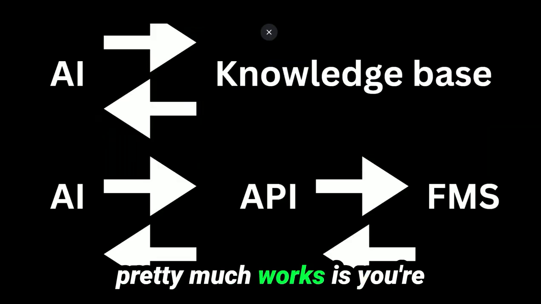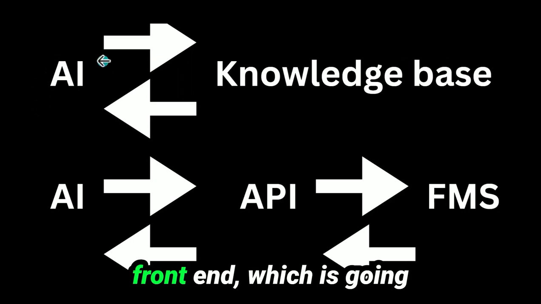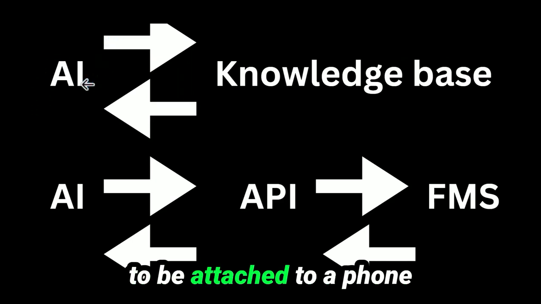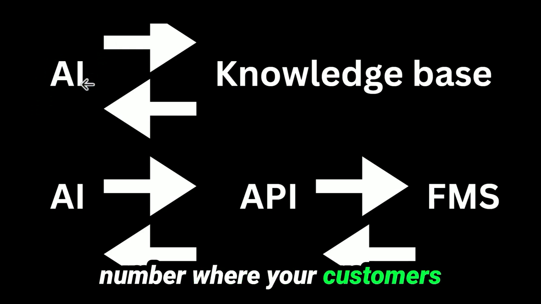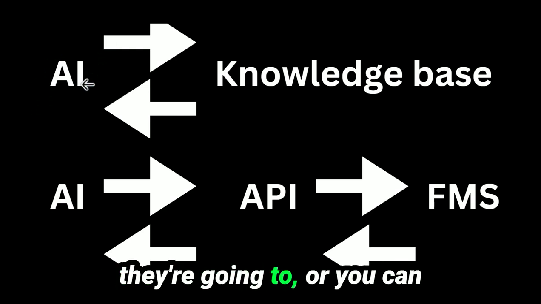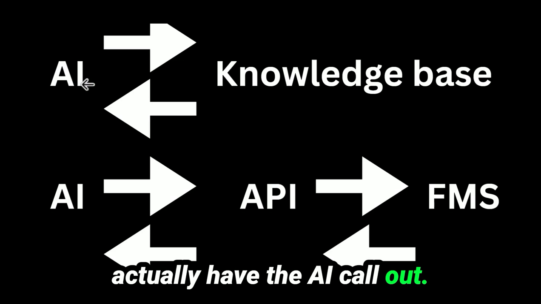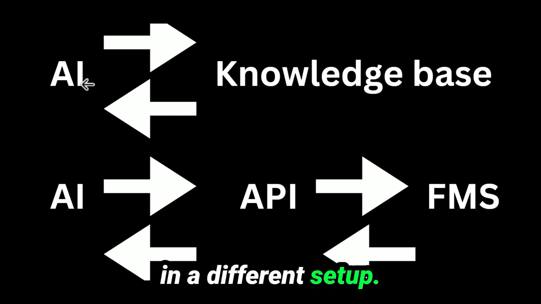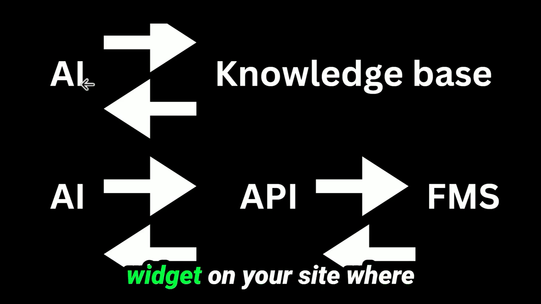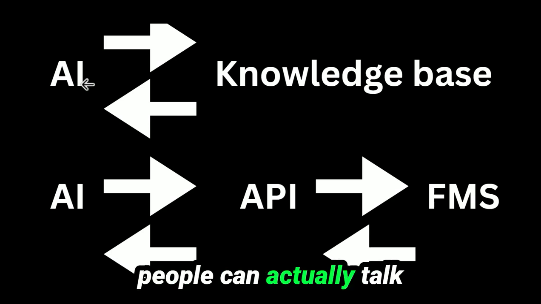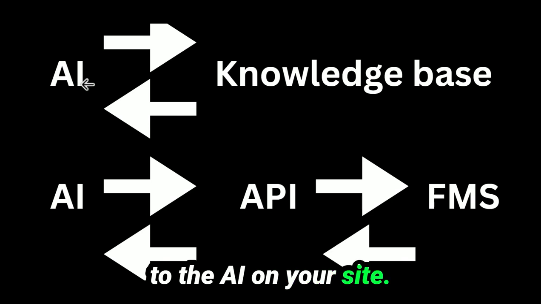So the way it pretty much works is you're going to have the AI on the front end, which is going to be attached to a phone number where your customers call in, or you can actually have the AI call out. You just do that in a different setup. And there's actually another one where you can have a widget on your site where people can actually talk to the AI on your site.